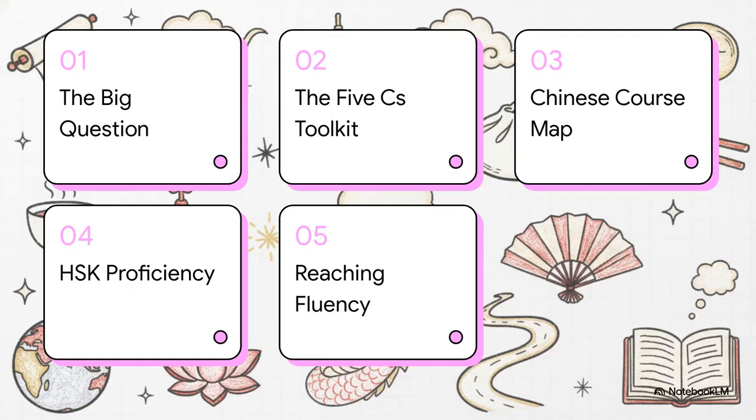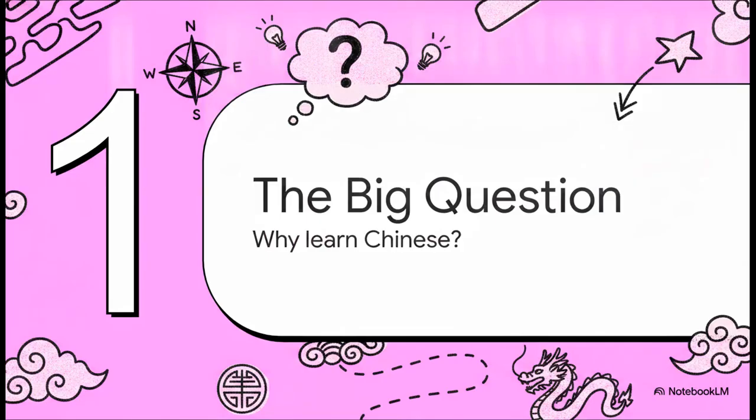Okay, here is our agenda for today. First, the big question. Second, the 5 Cs toolkit. Third, your Chinese course map. Fourth, HSK proficiency levels. And finally, reaching fluency. We'll breeze through these 5 steps to see how mastering your sounds right now sets you up for absolute global mastery down the road. So, Section 1.